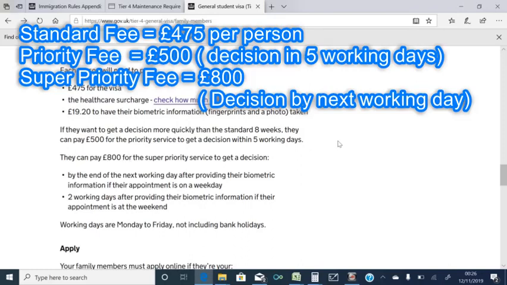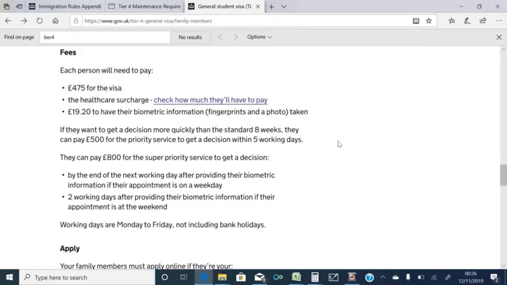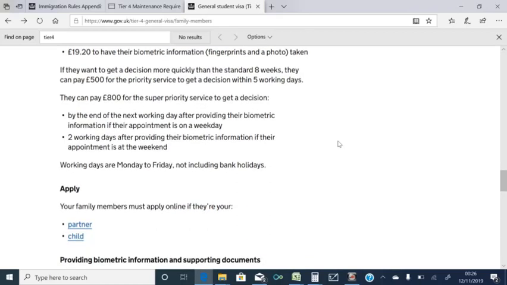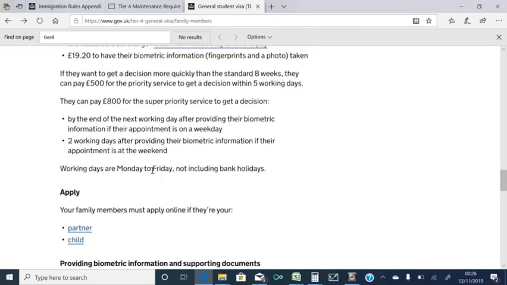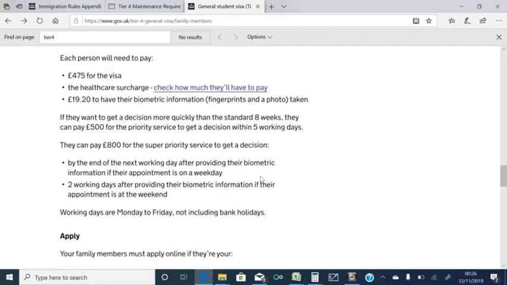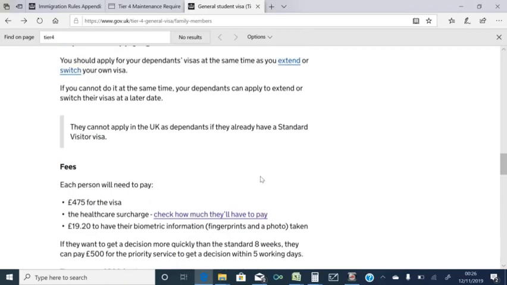and then you'll get the decision by the end of the next working day. If the weekend comes, then it will be on Monday, so they never work on the weekend. Your working days start from Monday to Friday, not including any bank holidays. So you need to keep in mind, if you apply on Friday, Saturday or Sunday, then it would be Monday.